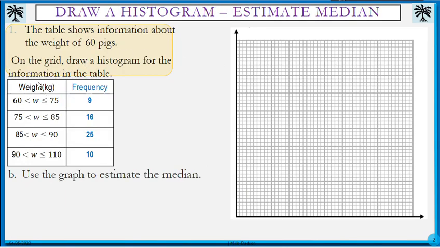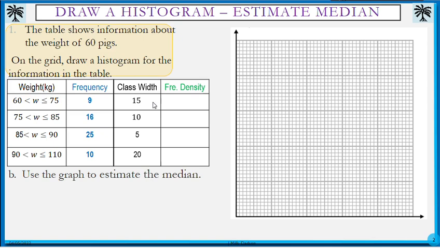Here we have a frequency table showing information about the weight of pigs. We are supposed to draw a histogram to represent this information on this grid. The first thing is to check your class width. The first class is 60 to 75, which is 15. 75 to 85 is 10. So that tells you the class width is not the same. So you need your class width and your frequency density.